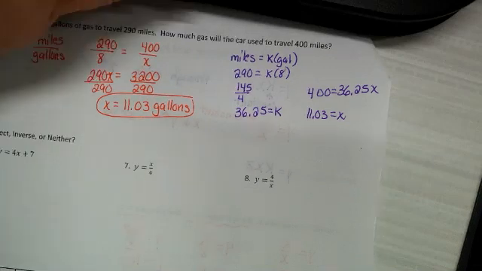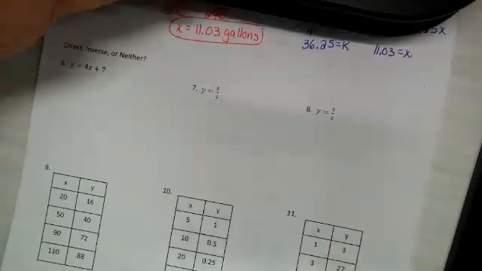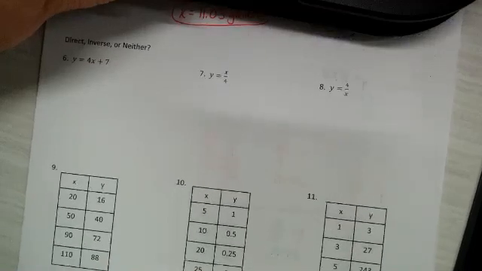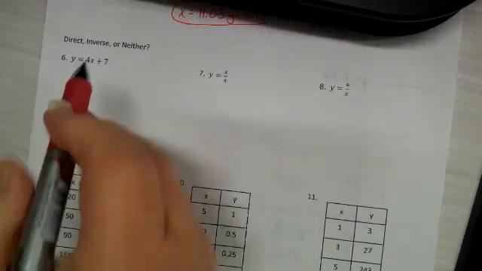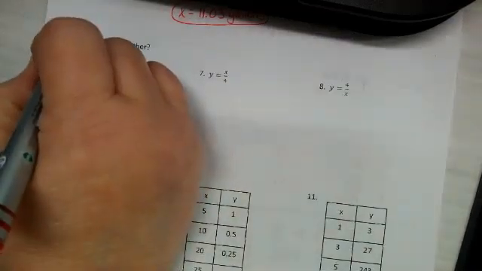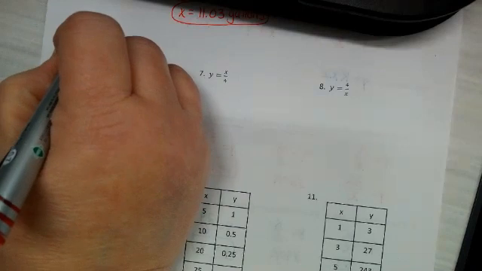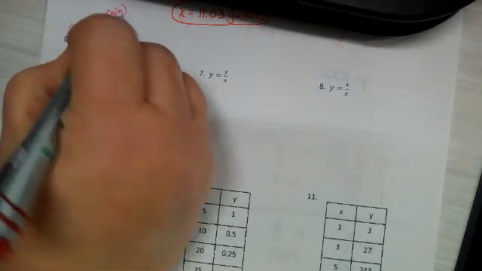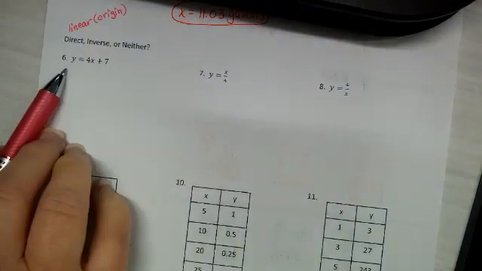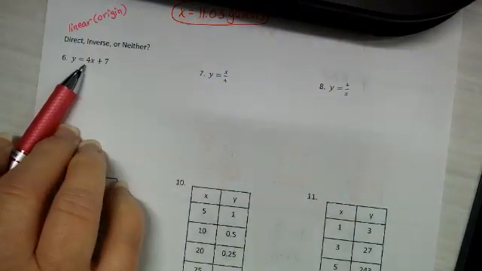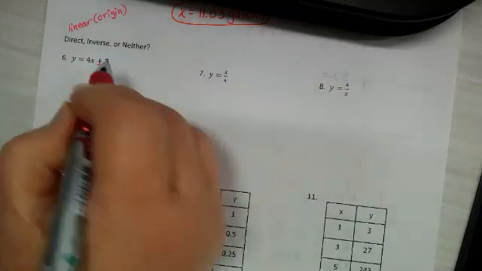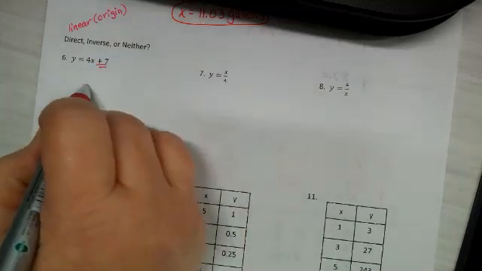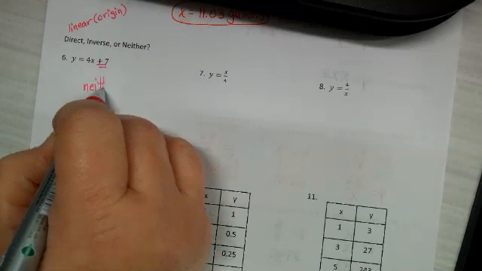All right, let's look at some equations and determine if we think they are direct, inverse, or neither. So remember, direct was linear, and it went through the origin. So take a look at number 6. It's linear, but does it go through the origin? No, it has a y-intercept at 7. So that's neither.